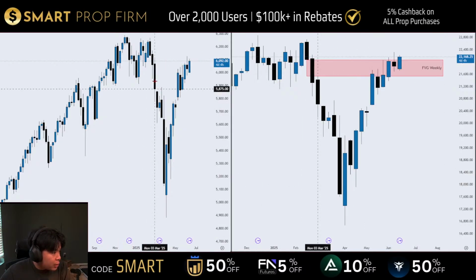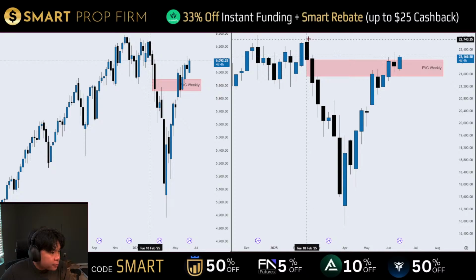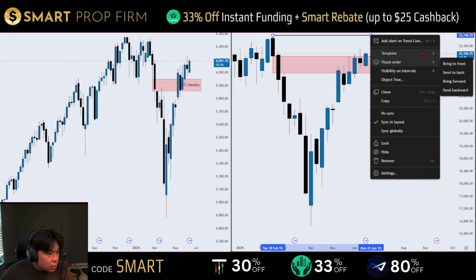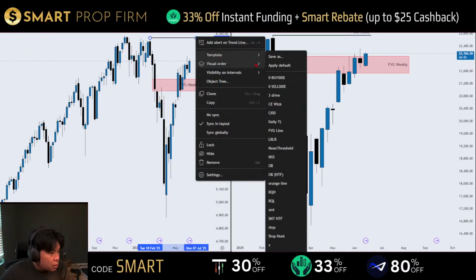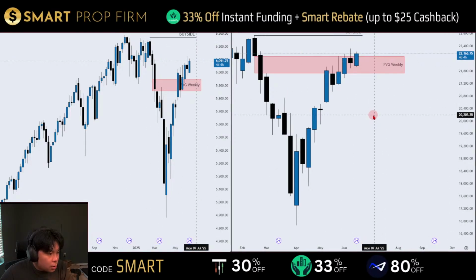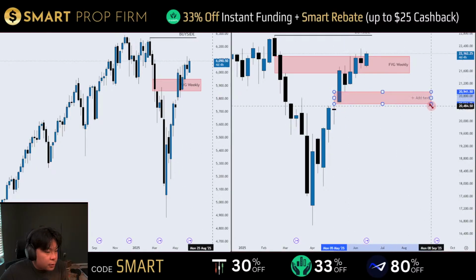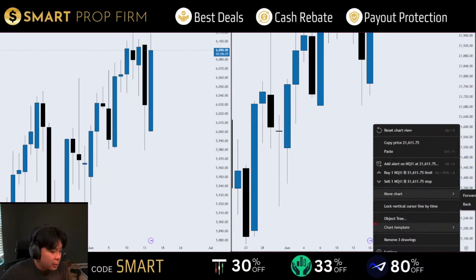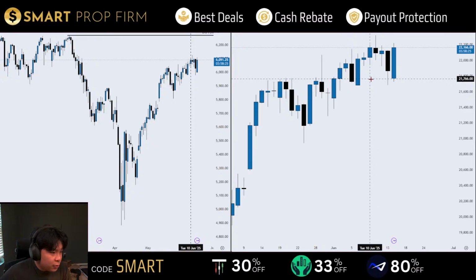Just going to mark out this weekly, and then this liquidity target off this high. And we'll also do the bottom here. All right, so that's what we have on the weekly. I think the same thing is going to be very similar on the daily. I'm going to reset it though.